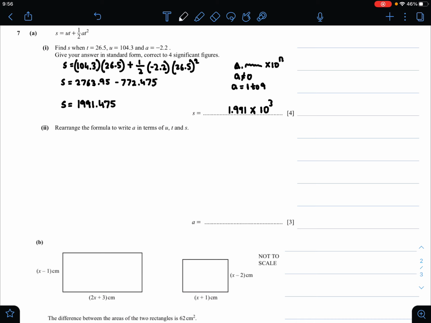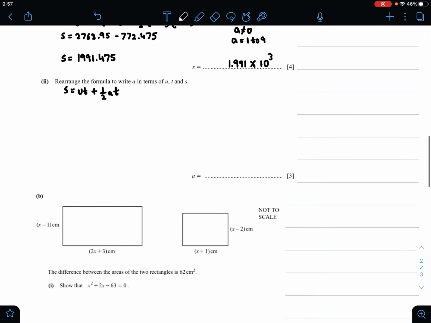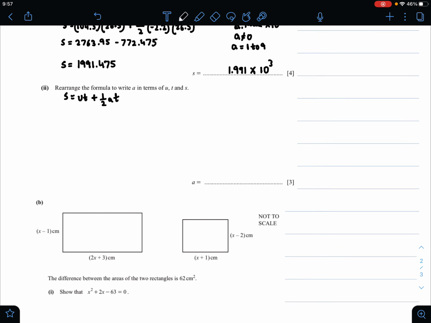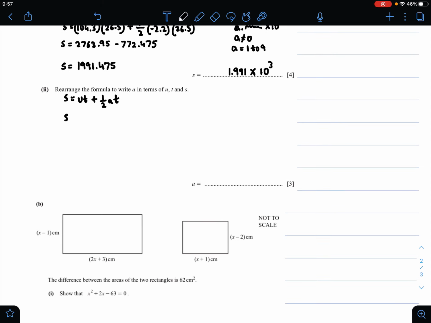Now let's move to part A2, where they are asking us to rearrange the formula to write a in terms of u, t and s. Okay, so the formula is s is equal to ut plus half at square. Now we have to make a the subject of the formula. So let's take ut to the other side of the equation. So s minus ut is equal to half at square.